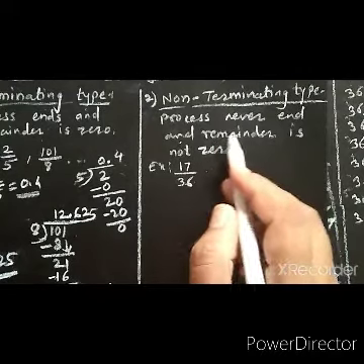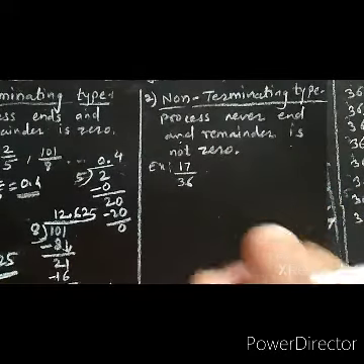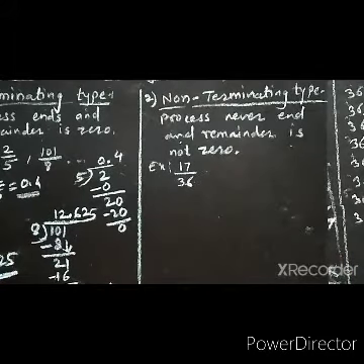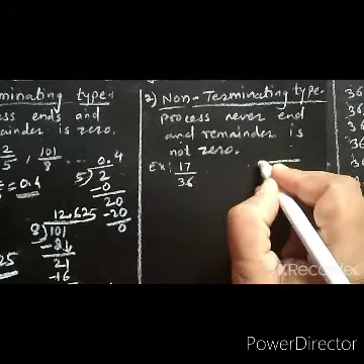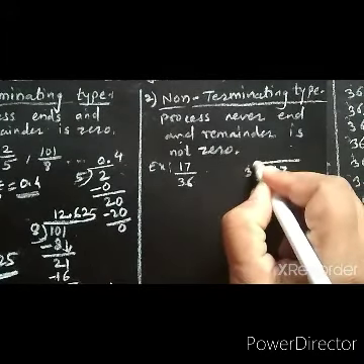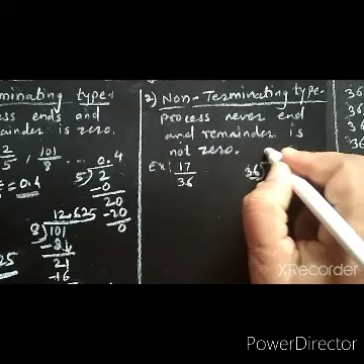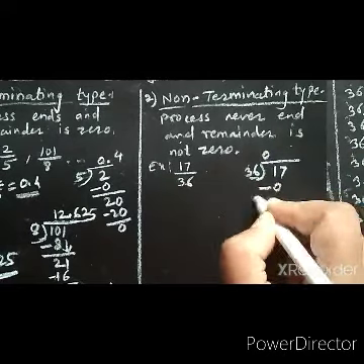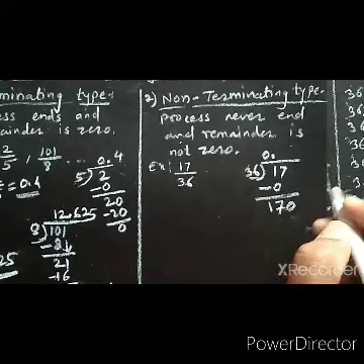Non-terminating type means the process never ends and the remainder is not 0. So let us check. 17 divided by 36. 36 is bigger than 17. Therefore 36 cannot divide 17, so we have to take 0. 17 minus 0, that is we got 17. Here we put a point and here we have to take 0.